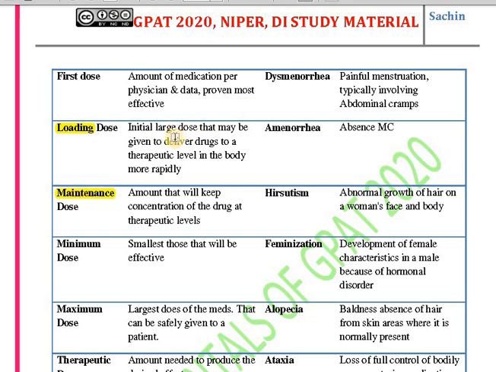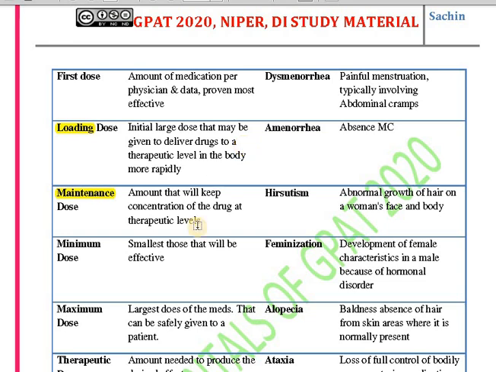Loading dose is the initial large dose that may be given to deliver the drug to a therapeutic level in the body more rapidly. Okay, so basically what is loading dose? It is a maximum dose or a large dose that is given to a patient initially to get therapeutic level rapidly. You have to reach the therapeutic level and reach it rapidly. So that is the larger dose, that is known as loading dose.